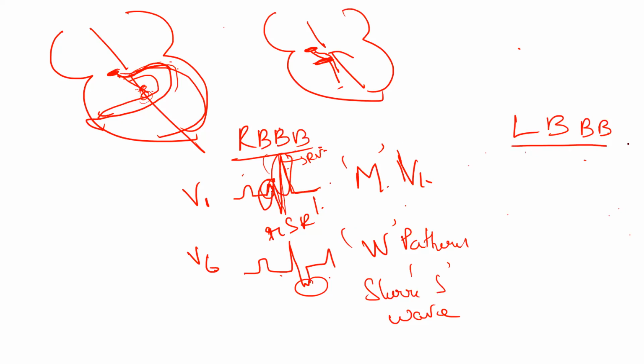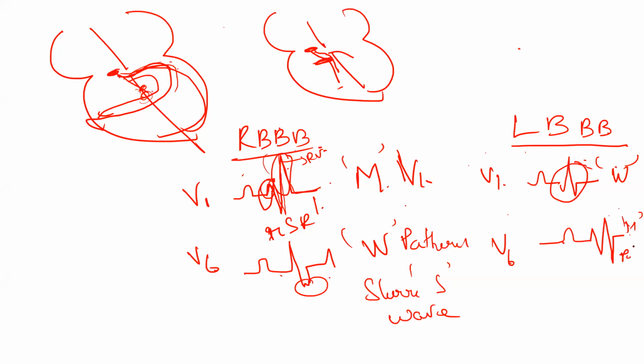Now let's see what happens in left bundle branch block. In V1, it is going to be a W pattern. P wave followed by a slight one, then you get a deep one, and then you get a deep one like this. So this is a W pattern in V1, and in V6 you get an M pattern, exactly the opposite. So this is what happens in left bundle branch block. Why is there an opposite change of pattern? Because of the direction of the action potential travel.